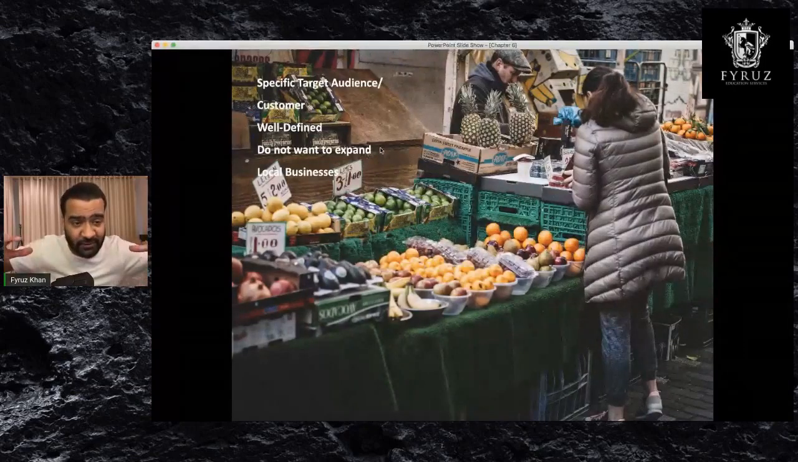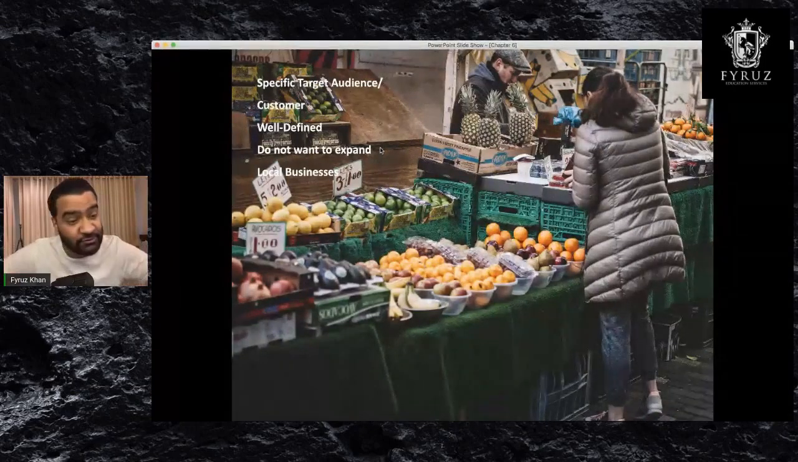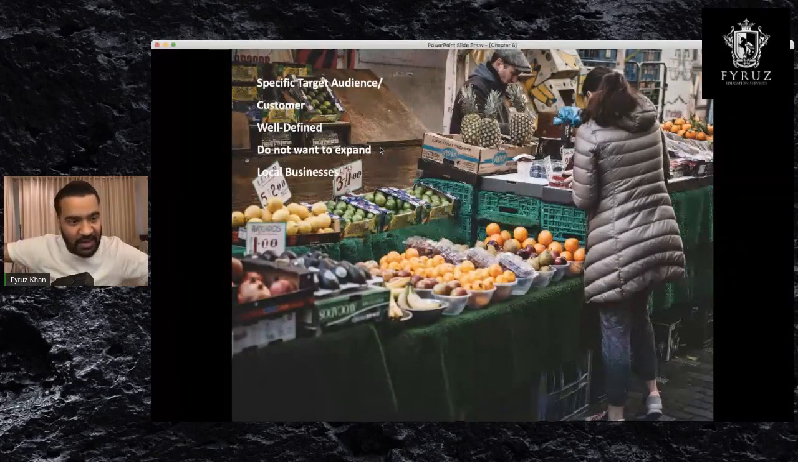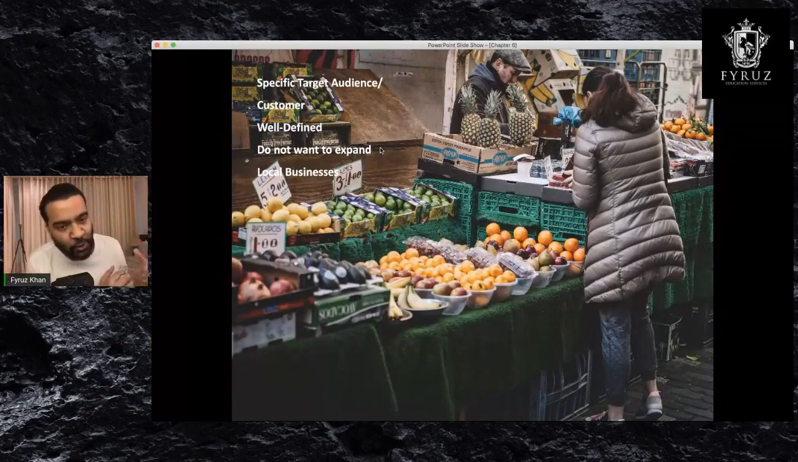They don't want to have three, four stores. They don't want to expand to different cities or different nations. No, they just want to stay there. You will always see your grocery store near your house. Let's say they've been operating for 15, 20 years, and they will not expand. They will not go to different cities. They will not have separate branches, and they will just operate from there. And that is a local business.